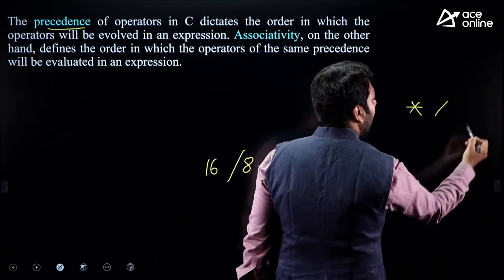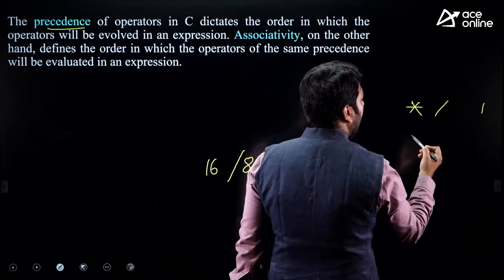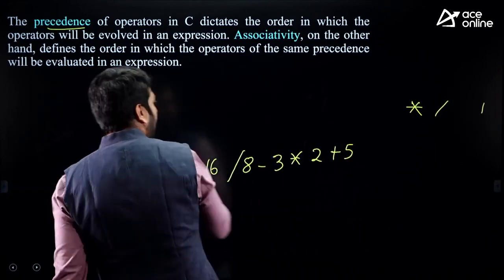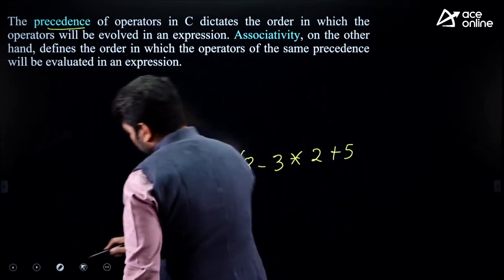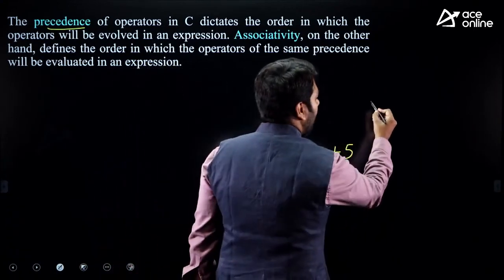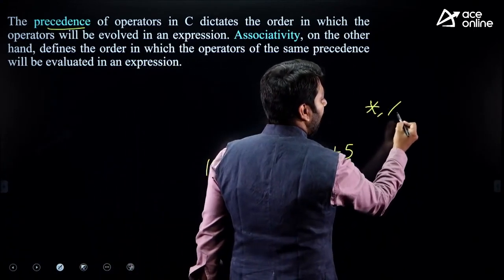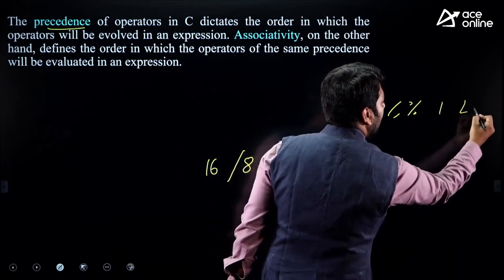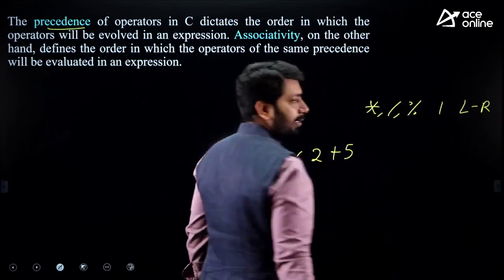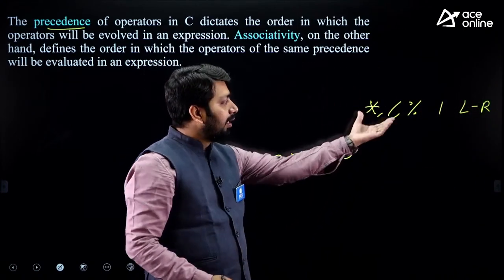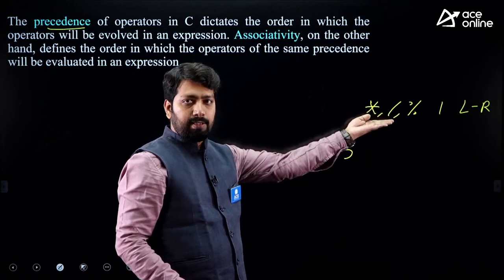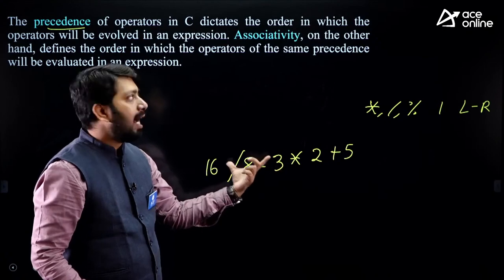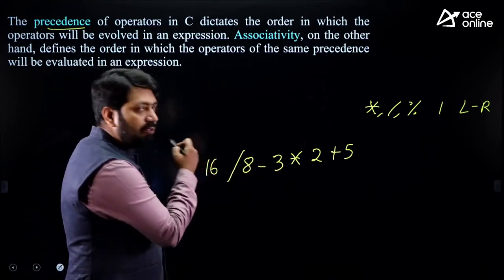Multiply and divide have the highest priority 1 in all the arithmetic operators. In all the arithmetic operators, multiply, divide and mod operator have the highest priority 1 and associativity left to right. That means first I need to solve these operators. Now multiply and divide both are there. Which should we solve first? I need to solve the left one first.